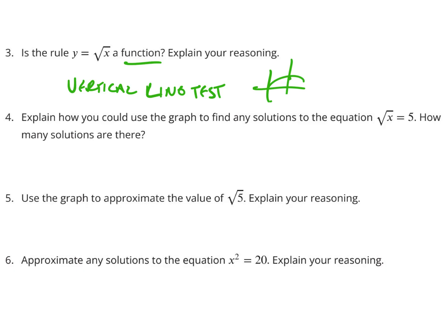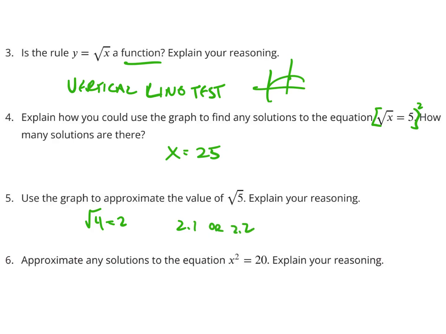Explain how you could use the graph to find any solutions to the equation the square root of x equals 5. There's one solution because the square root must be equal to a positive number for now. And we just square both sides of the equation, or we find it on the graph. So x equals 25. Use the graph to approximate the value of the square root of 5. Since the square root of 4 equals 2, the square root of 5 is really close to 2. About 2.1 or 2.2.